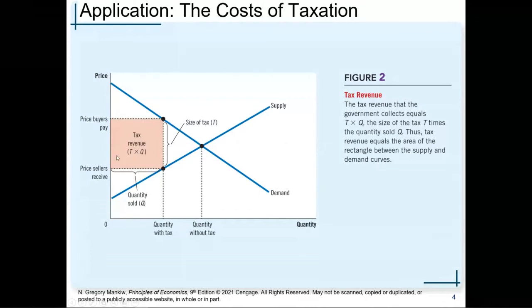Here they show the tax revenue, which is the tax times quantity. So if it's a $2 tax and the quantity goes from 10 to 5, the tax revenue is going to be, let's say the tax was 10, 10 times 5, $50. That'd be the revenue. So it would be the size of the tax times the quantity sold.